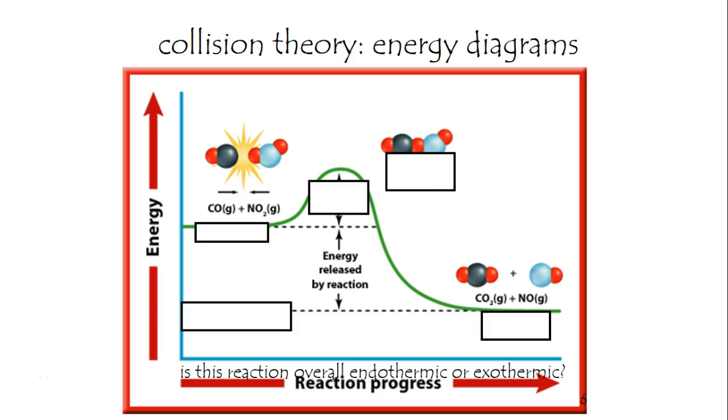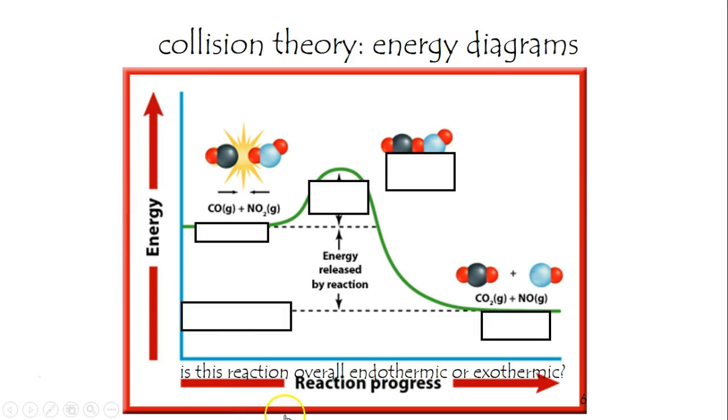Energy diagrams. Let's have a look at one. This is a typical energy diagram. We've got carbon monoxide reacting with nitrogen dioxide, transferring one oxygen atom over so that it ends up being carbon dioxide and nitrogen monoxide.